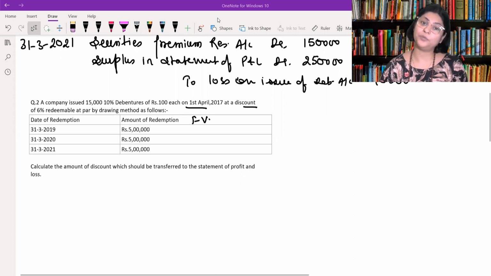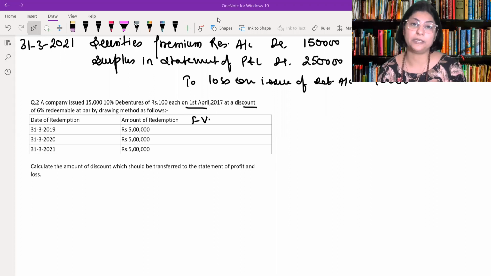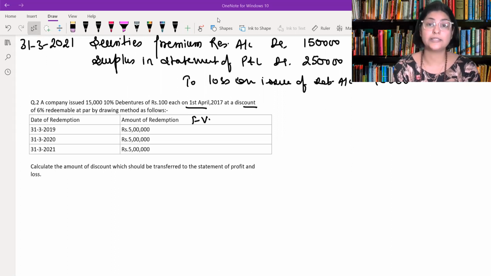So here we will have to make that table which we had learned in the previous class, where we write what the year of issue is, then what the year of redemption is, and how many debentures are outstanding, and then we make a ratio, and in that ratio the total capital loss, which in this question is discount on issue of debenture, is written off. So first of all, let us calculate what the total amount of discount on issue of debenture is.